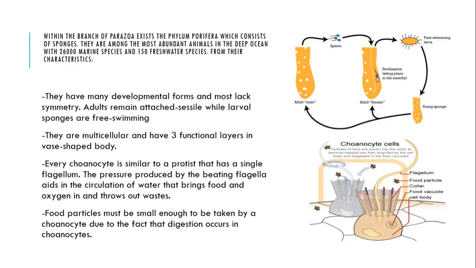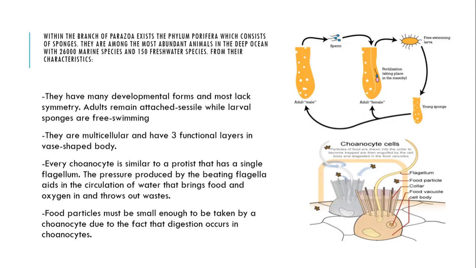The adult sponges remain sessile in the ground. That means they don't move. They always stay still, attached to the ground. And the larva, which is the newly formed sponge, is free swimming until it reaches a ground where it sticks to it and becomes a sessile adult and grows.